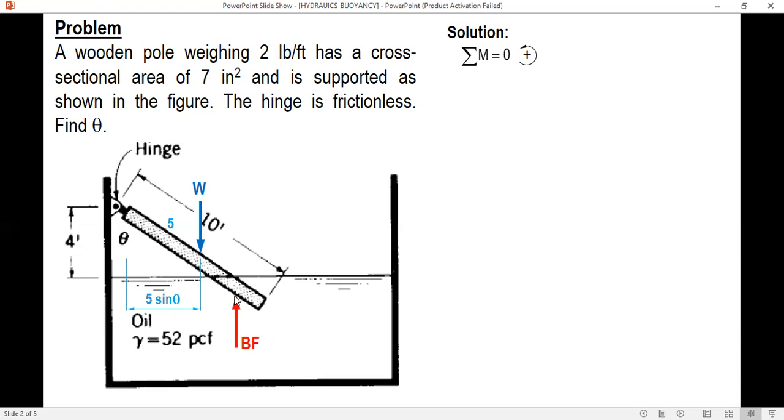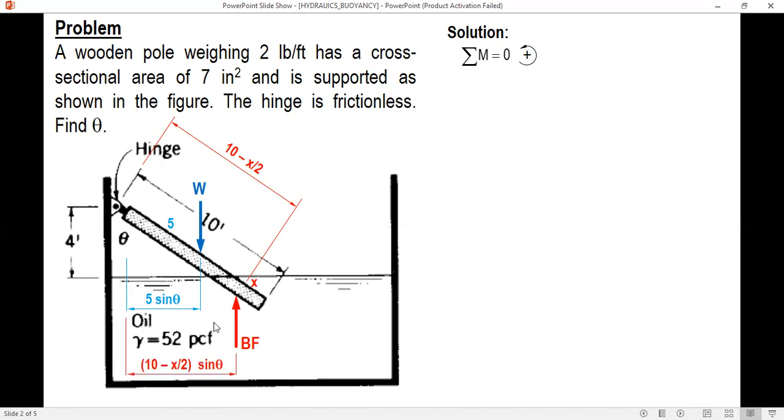And for the buoyant force, first we denote the length of the submerged part as x, and the buoyant force is also acting at the center of gravity of the submerged portion. So therefore, the location of the buoyant force from the hinge is equal to 10 minus x over 2, or 1/2 of x. And considering this triangle, the perpendicular distance of the buoyant force from the hinge is the opposite side, so hypotenuse times sine of theta.